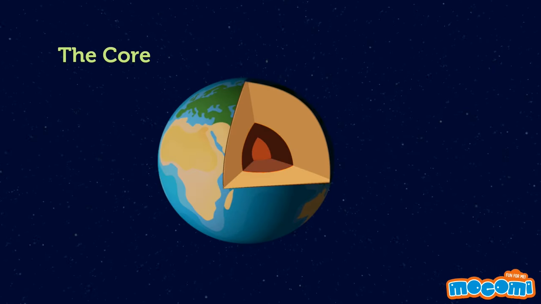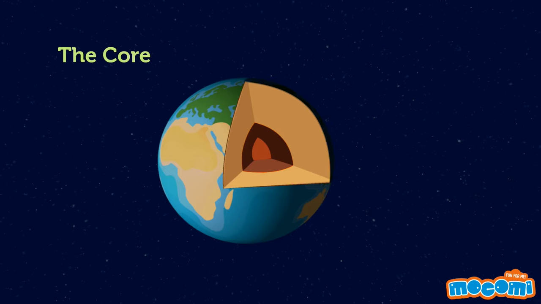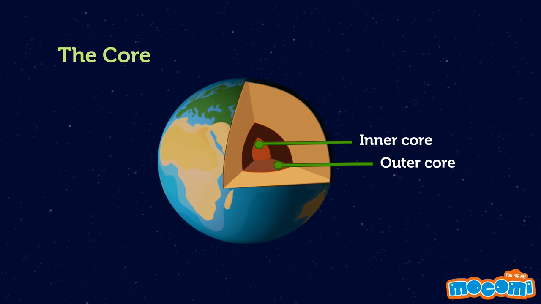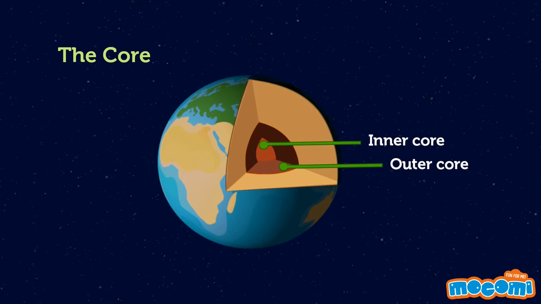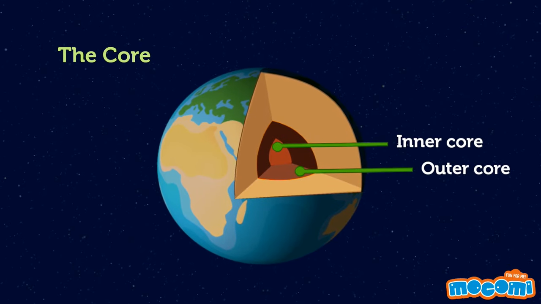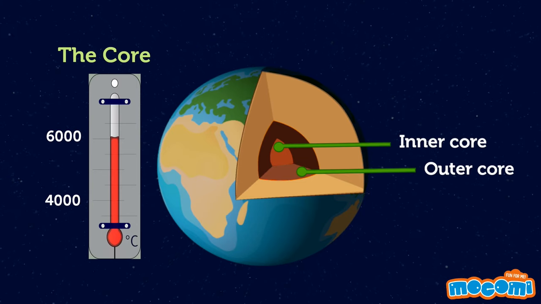The Earth's core is mostly made up of iron. The core is divided into two parts, the inner core and the outer core. Scientists strongly feel that the inner core is solid while the outer core is in a liquid state. An estimate of the core's temperature ranges from 4000 to 6000 degrees Celsius.